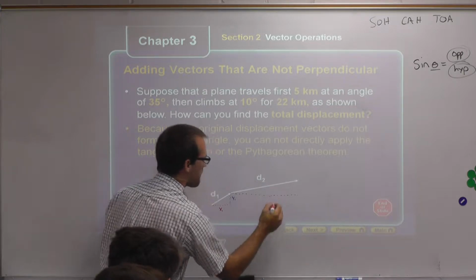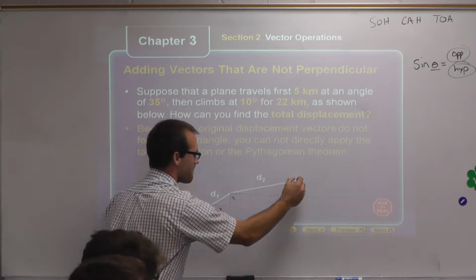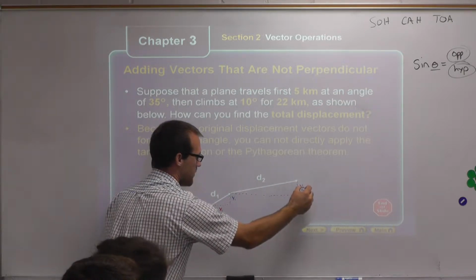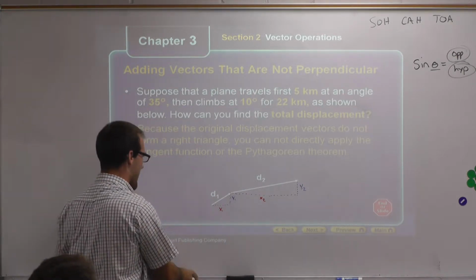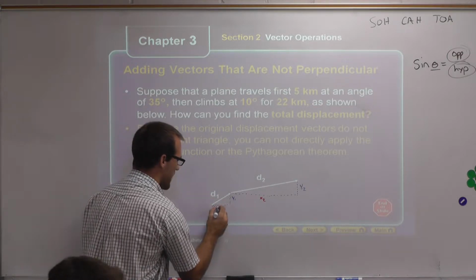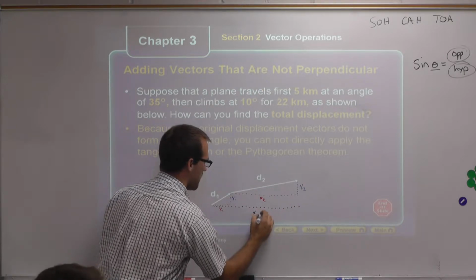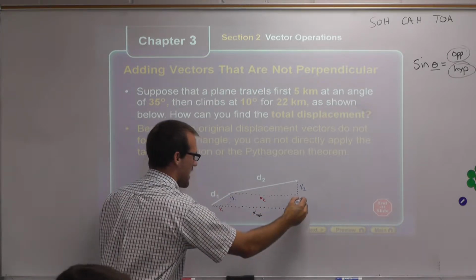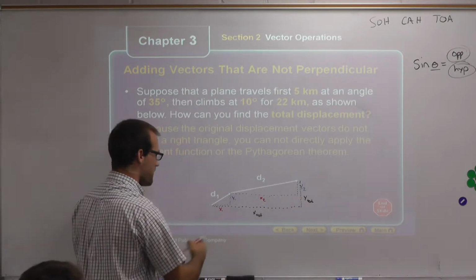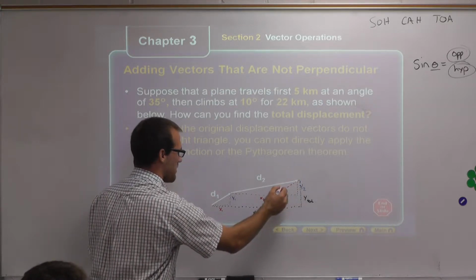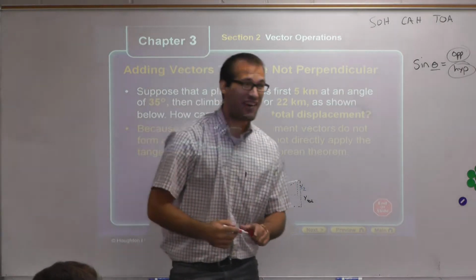So there's y2. There's x2. If I take and add x1 and x2 together, this is what you get. X total. And if you added the y's together, you would get y total. And if you take and connect the starting place with the ending, there you go.